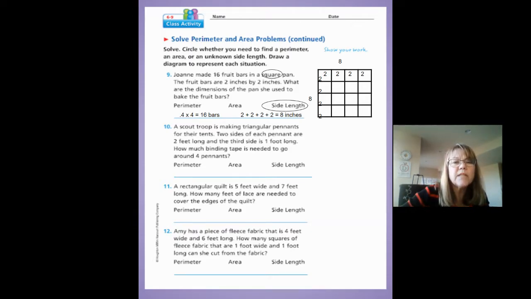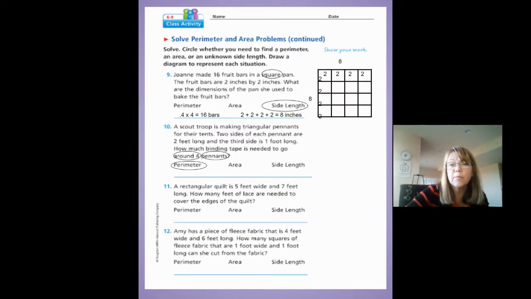So number 10, a scout troop is making triangular pennants for their tent. 2 sides of each pennant are 2 feet long and the third side is 1 foot long. How much binding tape is needed to go around the 4 pennants? So it's around 4 pennants. So around is going to be our perimeter, but we need to know it for 4 of them.